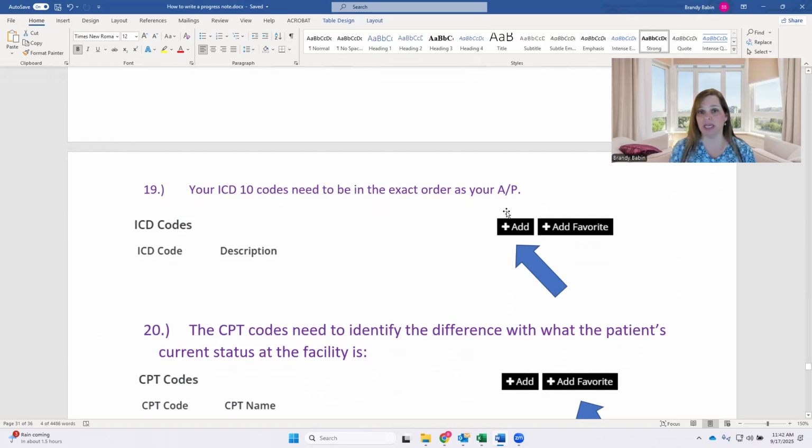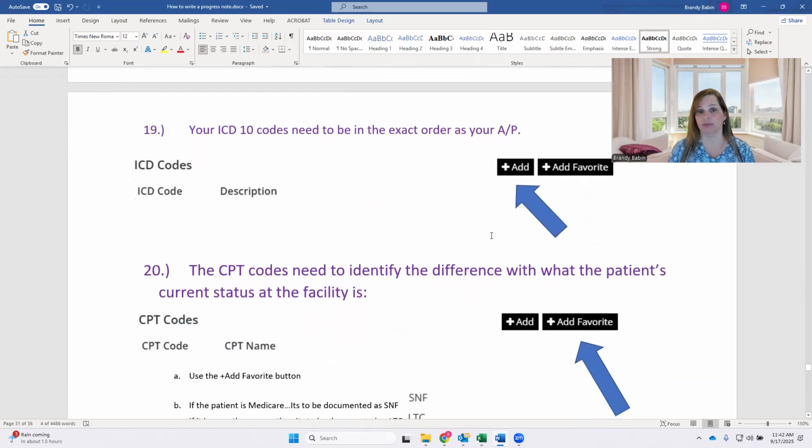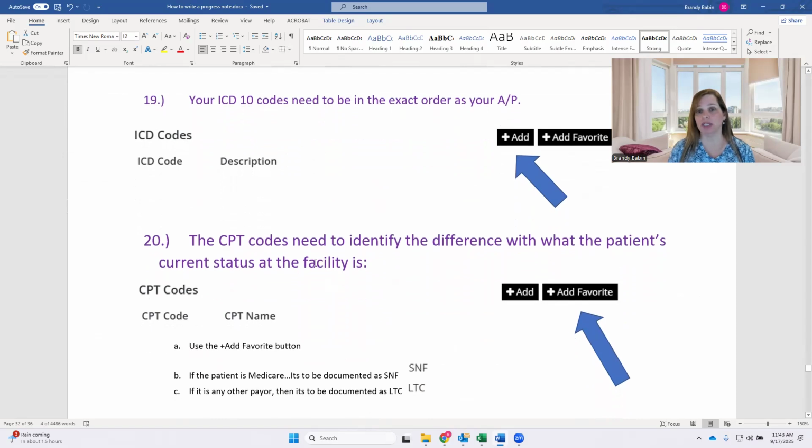So you're going to come here to the add button. Don't go to add to favorite, go to add. And this is where you're going to list all of your ICD-10 codes. And they do pull over from note to note to note. And they do toggle up and down. So if you don't put them in the right order and you're wanting to rearrange them after you've got them, you can.